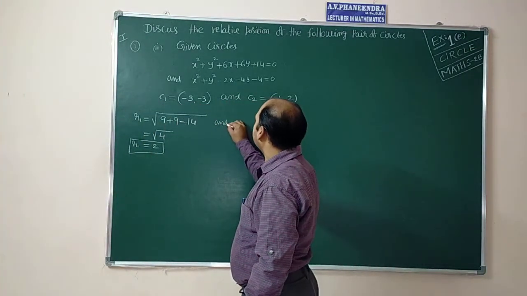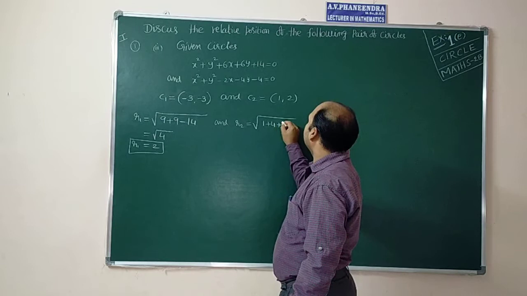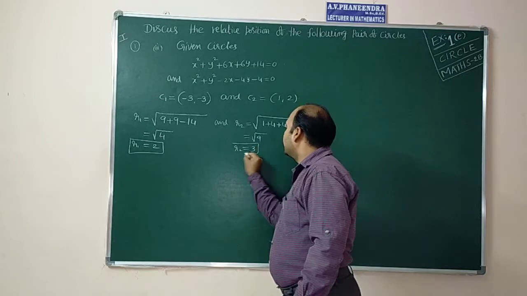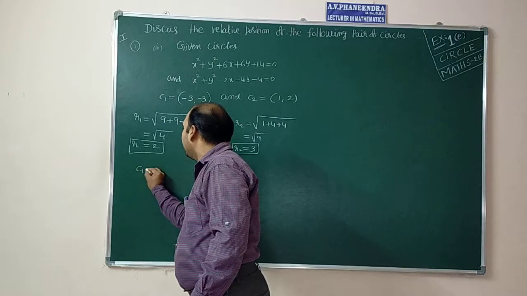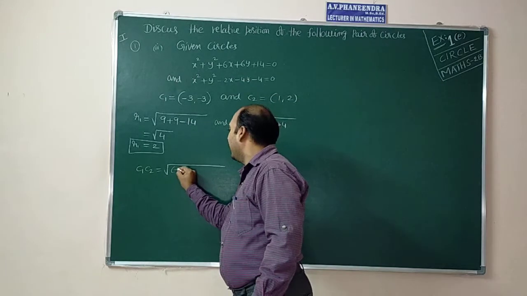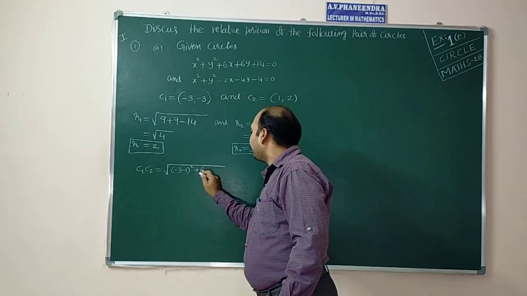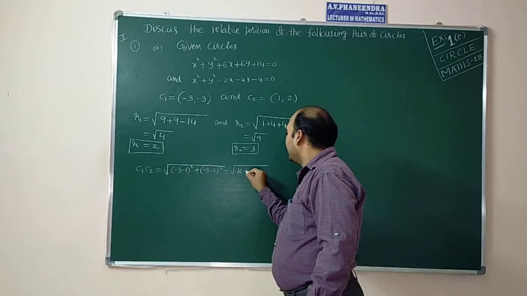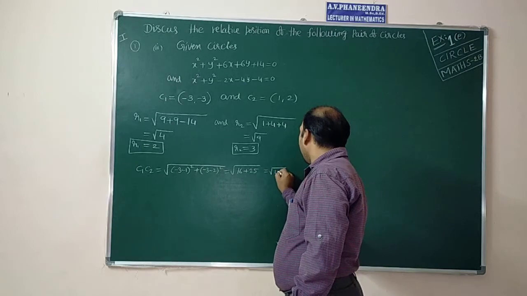And radius of the second circle R2 equal to square root of g square plus f square minus c, so 1 plus 4 minus of minus 4, root 9, which is equal to 3. After getting the values of R1 and R2, calculate the distance between their centers C1C2: square root of minus 3 minus 1 whole square plus minus 3 minus 2 whole square, which is equal to square root of 16 plus 25, which is equal to root 41.